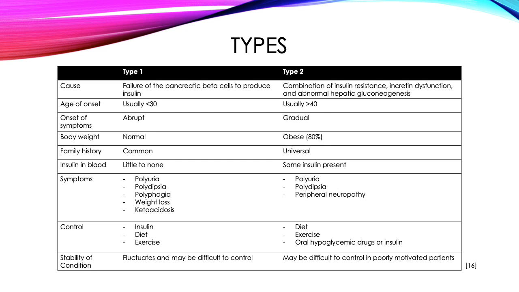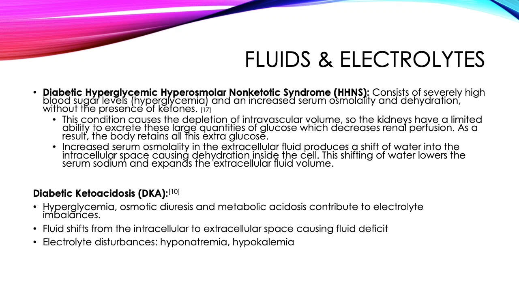Whereas in type 2 diabetes, the age of onset is typically older than 40, the symptoms appear more gradually, and around 80% of the people with type 2 diabetes are obese. In type 2 diabetes, there is also usually enough insulin present in the blood to prevent diabetic ketoacidosis. HHNS is severely high blood sugar levels and an increased serum osmolality with dehydration without the presence of ketones.